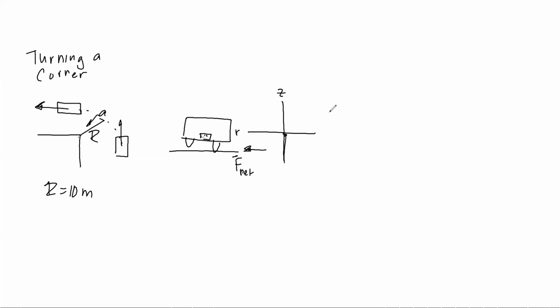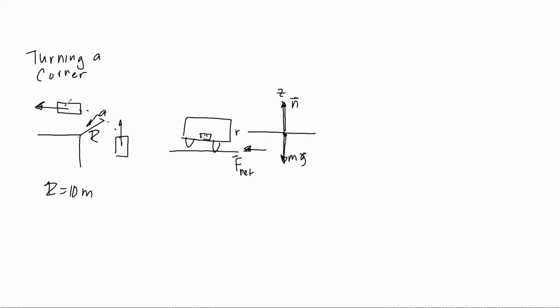Mg points down, vertically downward as always. Well, not always. And then N points up. So we have to figure out, if the normal force points up and gravity points down, what is the force that's producing this circular centripetal acceleration?